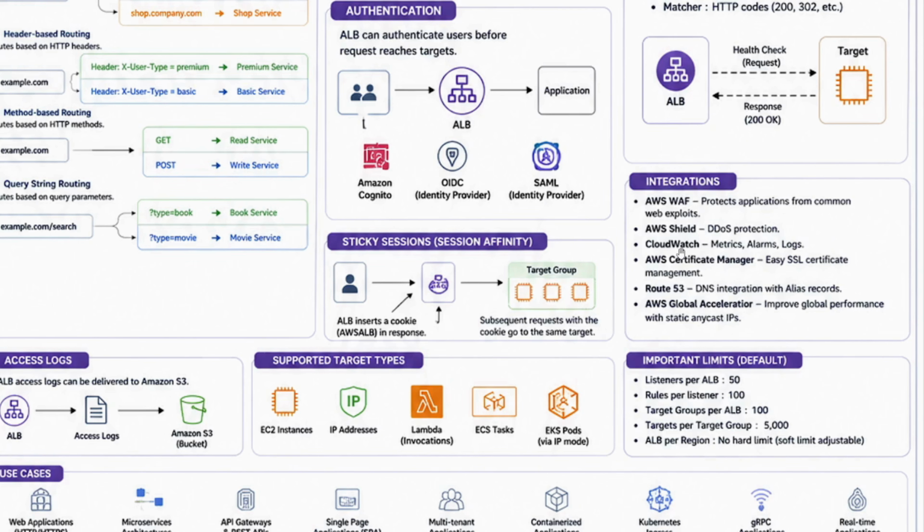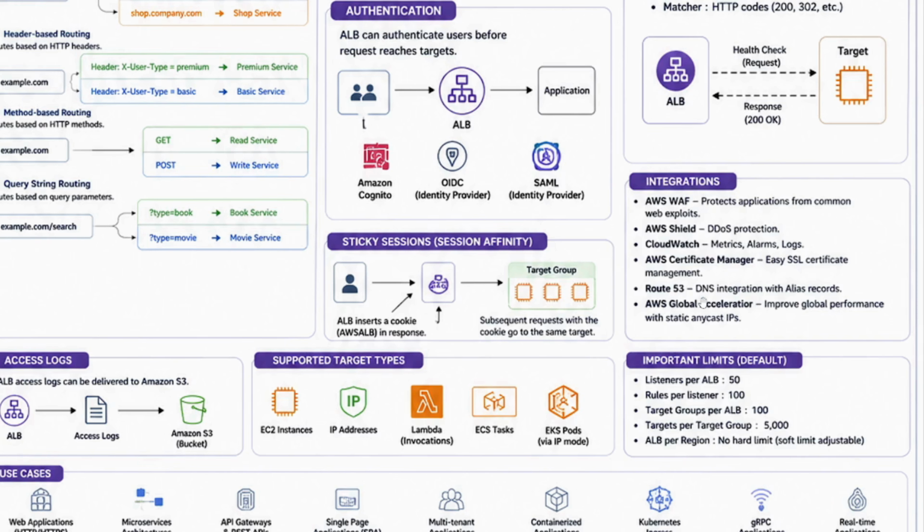Then you have the CloudWatch metrics. Basically, all the logs that are getting generated, you can send to CloudWatch metrics. You can get alarms, etc., and those alarms can be used for various purposes. And then for SSL and those kinds of certificates, you have AWS Certificate Manager, which is easily integrated here.